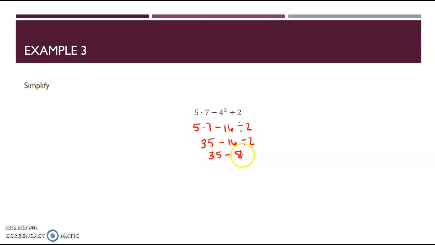And then I can do the subtraction. So 35 minus 8, I should be putting equals after or before each of these. 35 minus 8 equals 27. And there is our final answer.